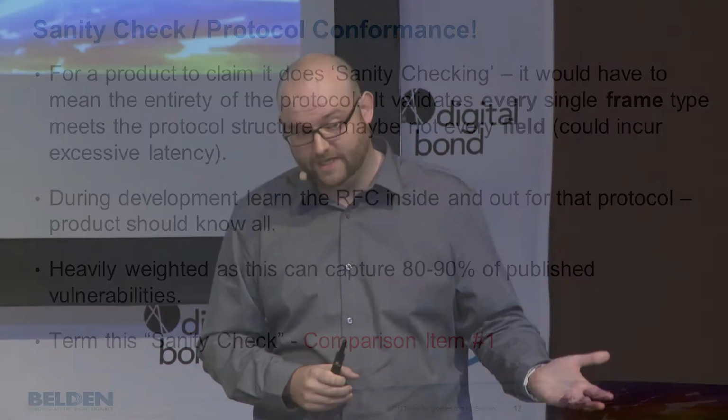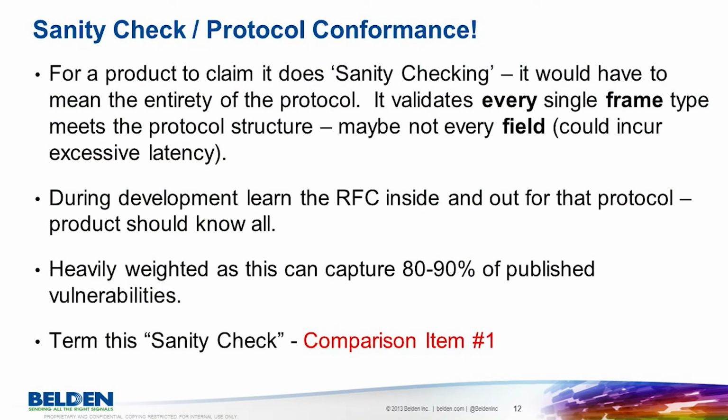So this is my comparison item number one. If a product claims it can do sanity checking, that means it has to understand the whole protocol. It's looking at every single frame and all the bytes. Obviously there are trade-offs; you don't want to incur too much latency for things like GOOSE. So when you're developing these things, hopefully companies are getting the RFCs and really understanding what the protocol means. As far as a grading scheme is concerned, this is your number one comparison item.